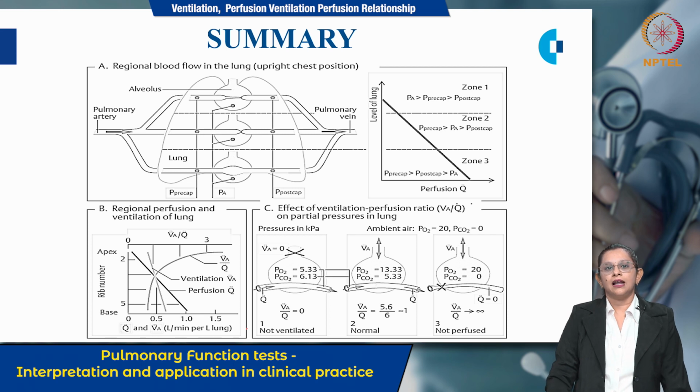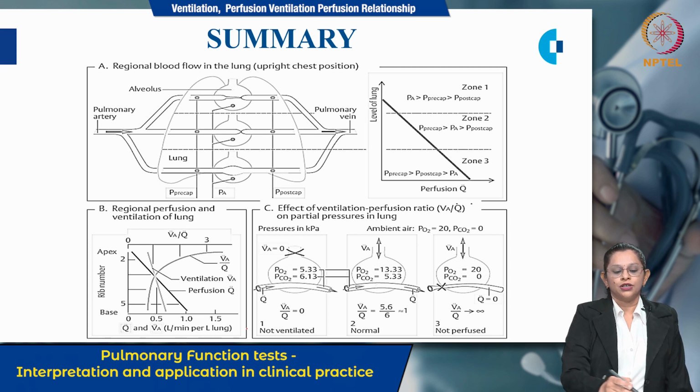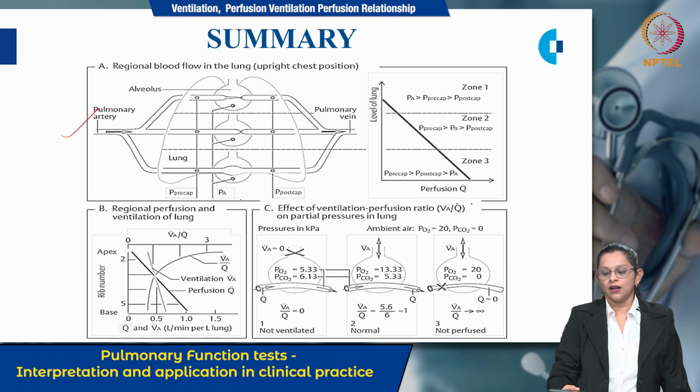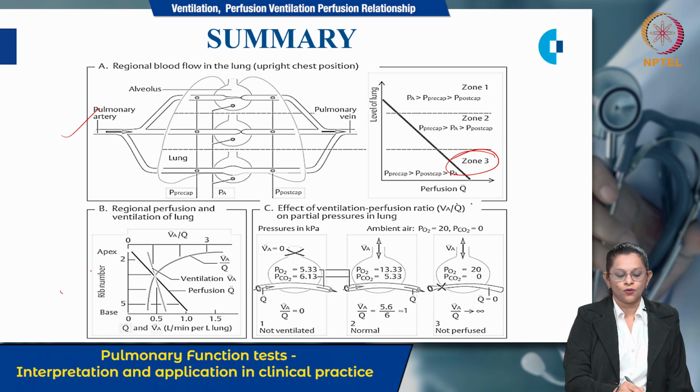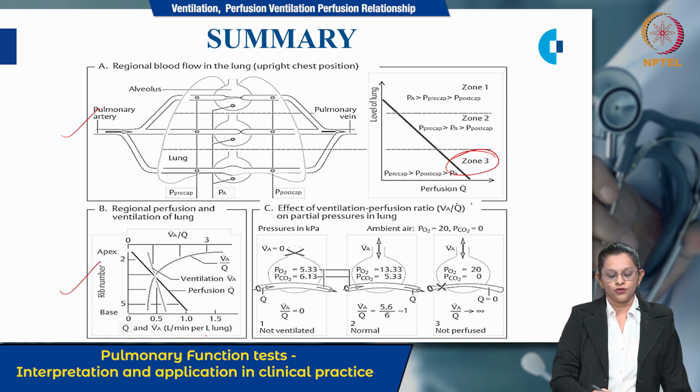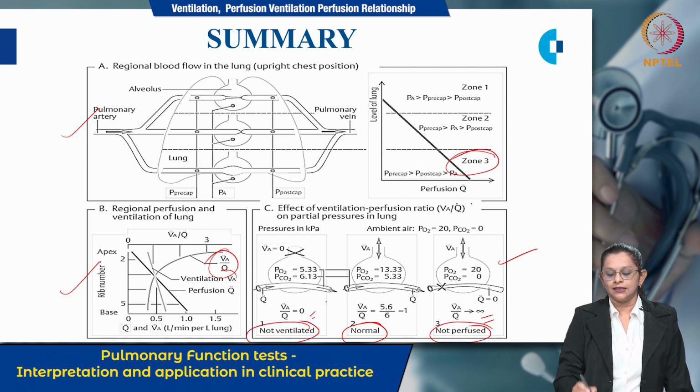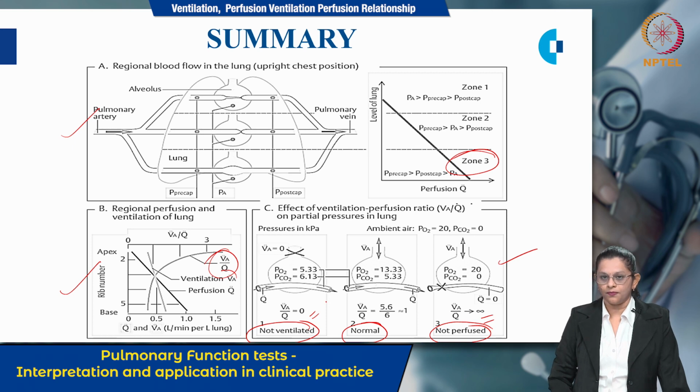This is a summary slide. I have shown the perfusion first, where there is a difference in the perfusion in different zones of the lungs. You can see zone 3 with the maximum perfusion. This is a graph showing the ventilation perfusion VA/Q. And this is a picture that shows the mismatch of VA/Q, where normal is close to 1. When there is no perfusion, it is infinity. When it is not ventilated, the VA/Q is 0.